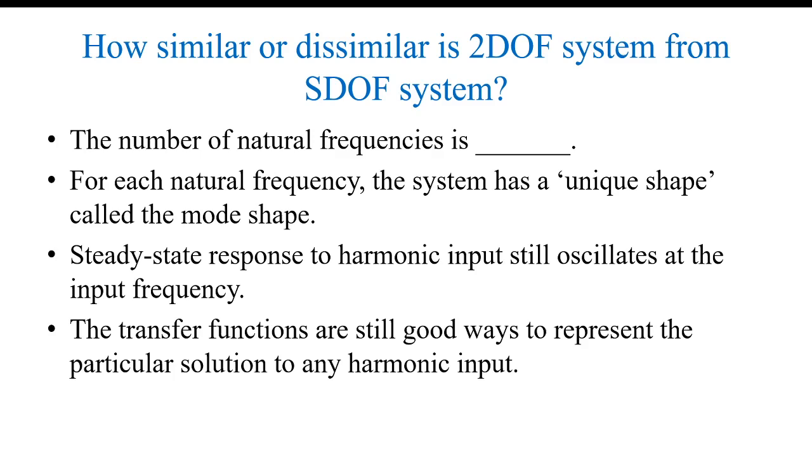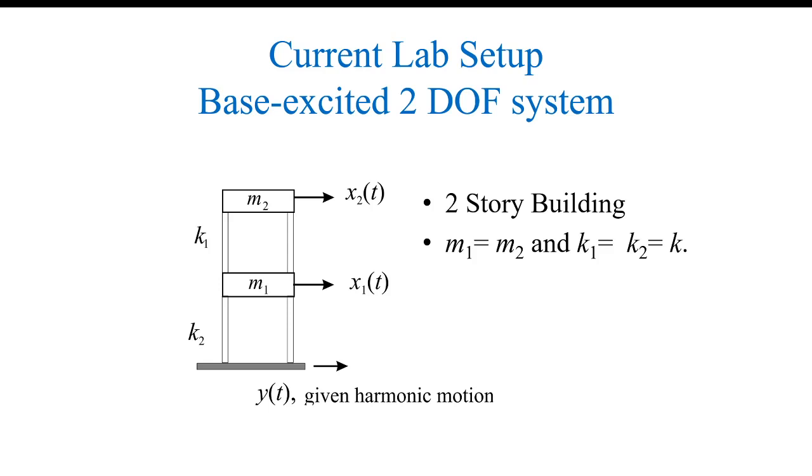The transfer functions are still a good way to represent the particular solution to any harmonic input. That's probably the fastest way to get to the particular solution, or the steady state solution. In the current lab setup, I rotated this 90 degrees so you can see better. Mass 1 and mass 2 are the same, and K1 and K2 are the same. And y(t) is a given harmonic motion which I have 100% control over. It's connected to the computer. All I have to do is put in what amplitude and frequency I want, and it will start shaking the table.